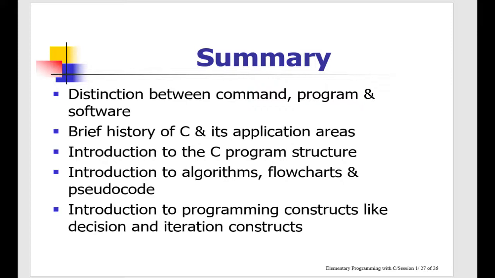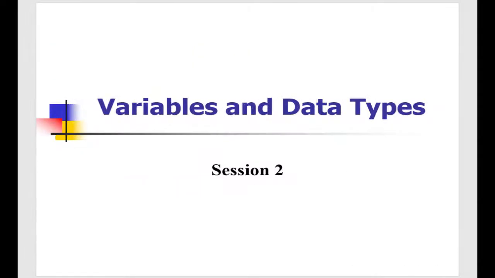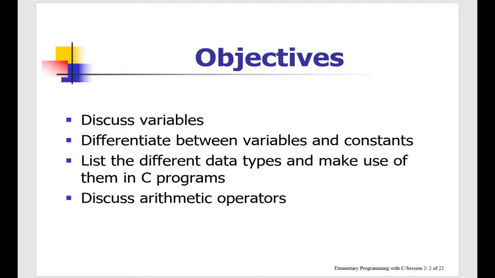Let's look at what we'll be covering in session 2. In the second session, we'll be looking at variables and data types, and some of the objectives to be covered are: by the end of the session, you'll be in a position to discuss variables, to distinguish between a variable and a constant, look at the different data types and make use of them in C programs, and we will wind up that session by discussing the various arithmetic operators used in the C programming language.